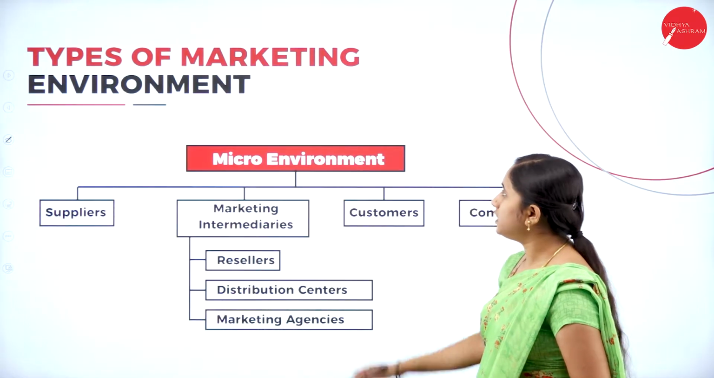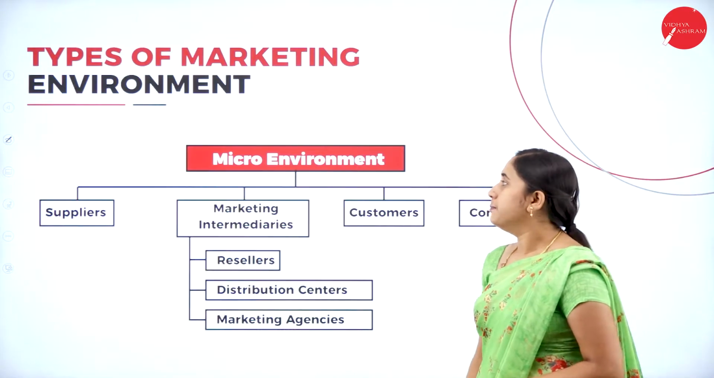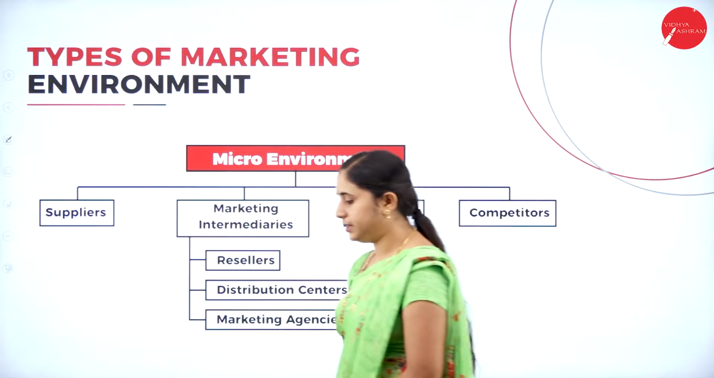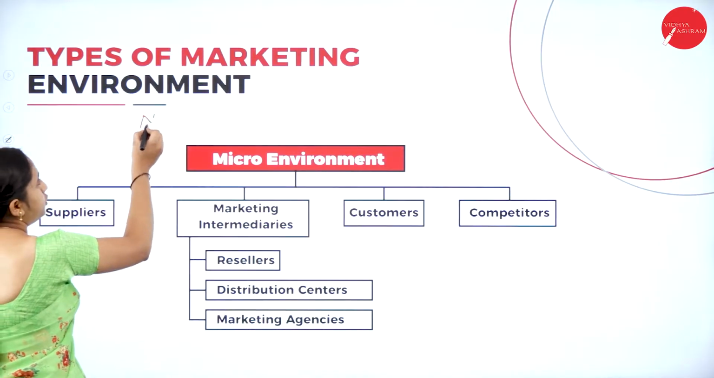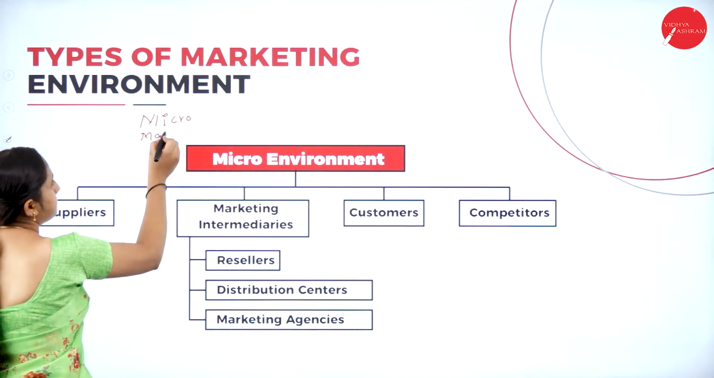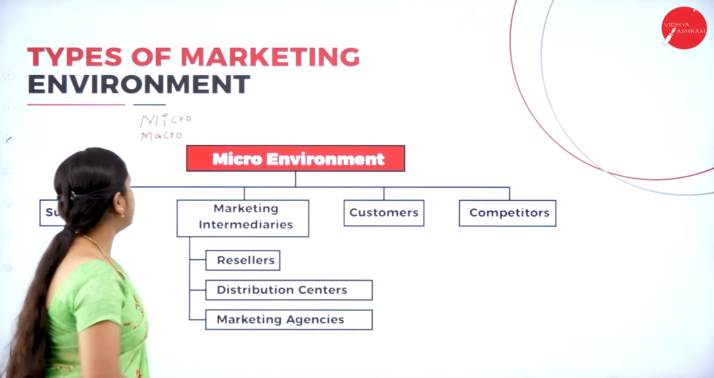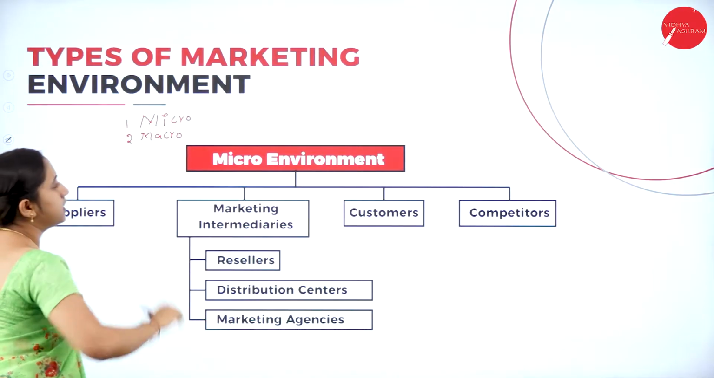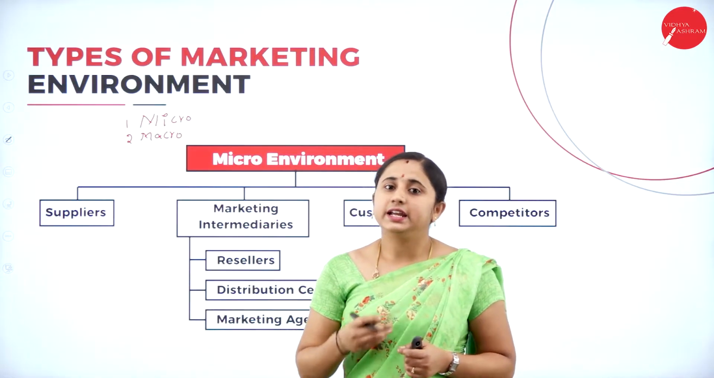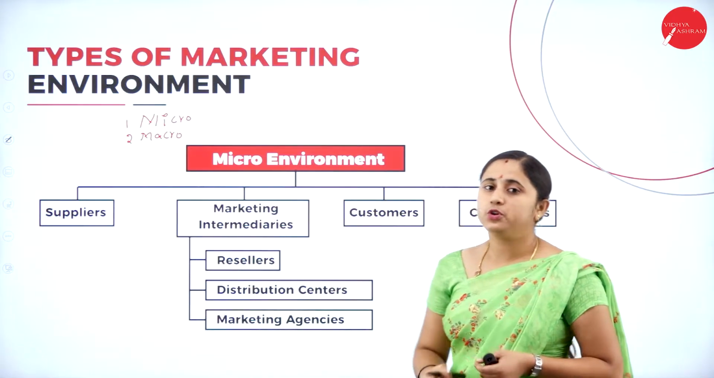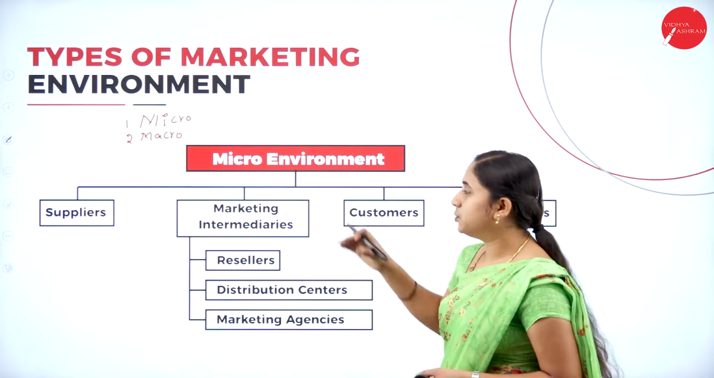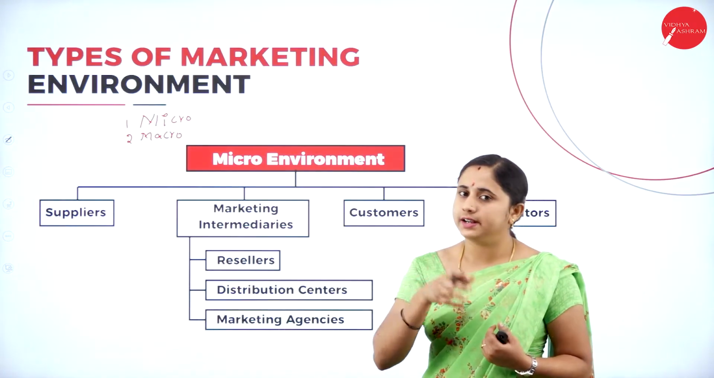So next, types of marketing environment. Marketing environment can be classified into micro and macro environment. Here micro environment means you are going to study in detail about all these factors. Macro environment means you are going to consider as a whole. So micro means you are going to study in detail. Macro means considered as a whole.